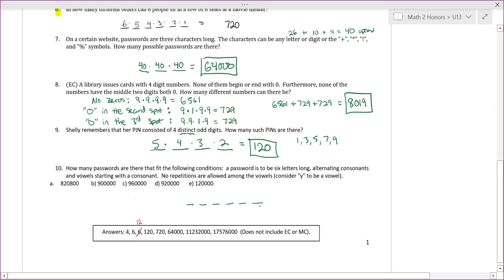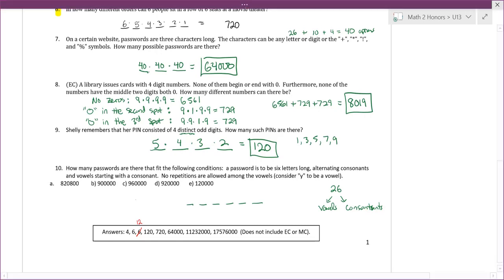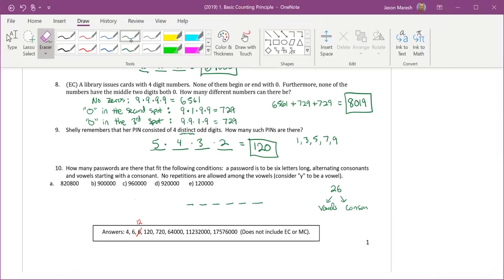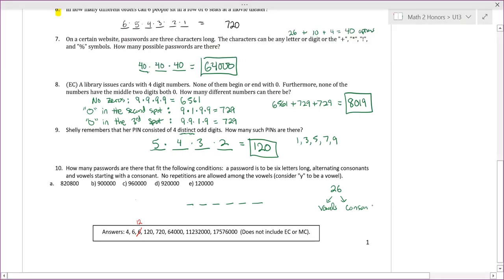There are 26 letters in the alphabet, and we can split those up between vowels and consonants. I can't spell consonants, sorry about that. Let me fix that. And your vowels are A, E, I, O, U, and Y, so there's 6 vowels, which means the remaining 20 are consonants, right?